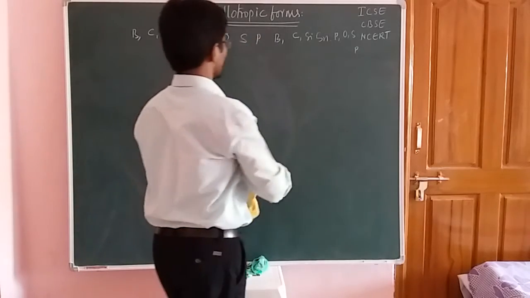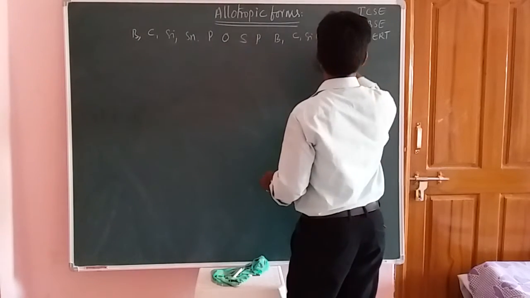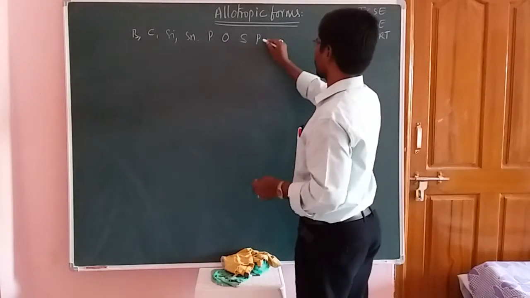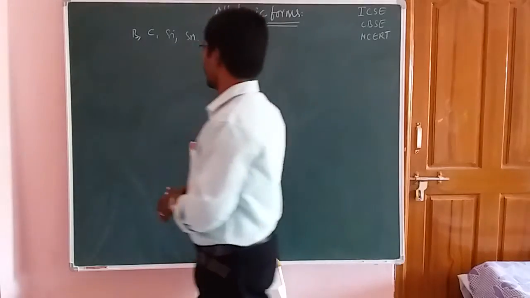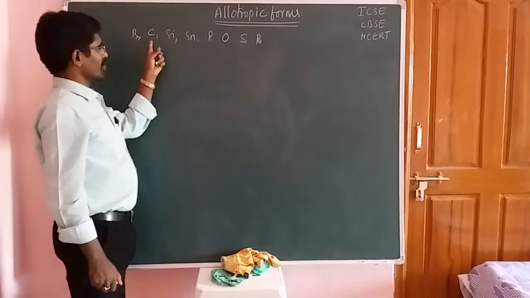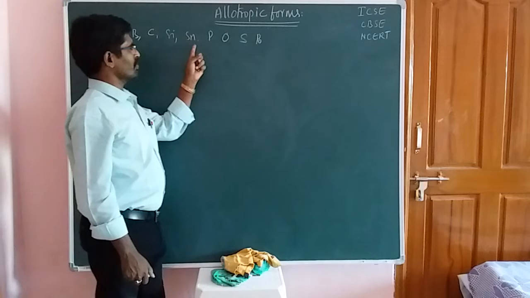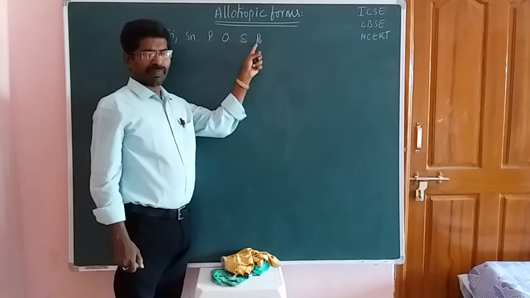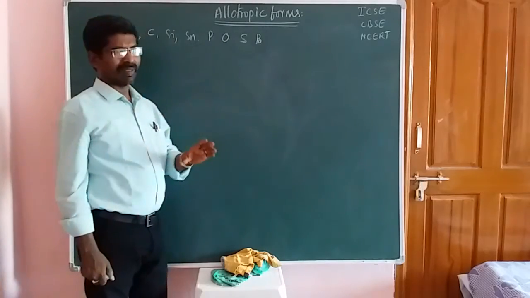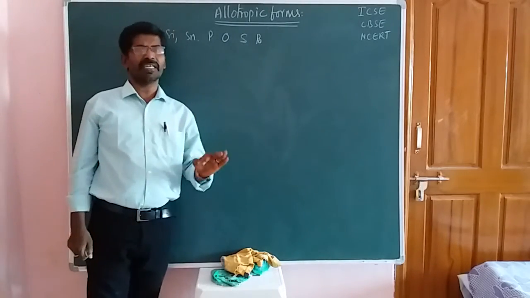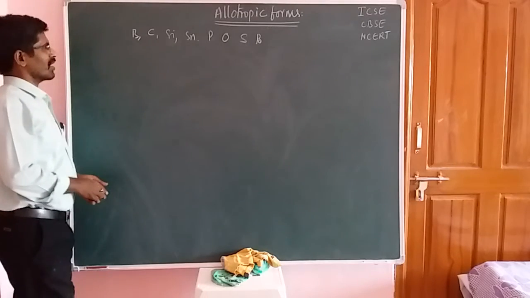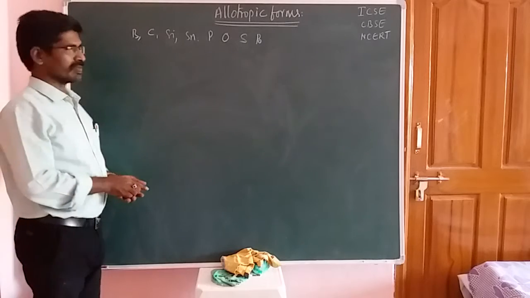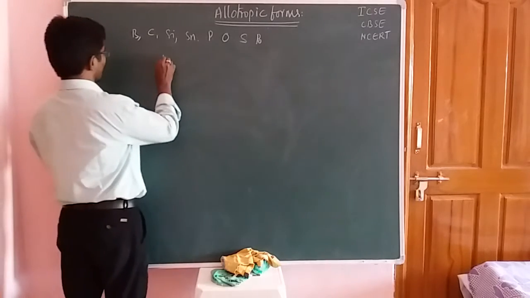Okay students, so these elements exhibit different types of allotropic forms. Boron, carbon, silicon, tin. Now phosphorus, oxygen, sulfur, polonium. These exhibit different types of physical properties. First I will discuss the boron atom. Okay students, now the boron element.